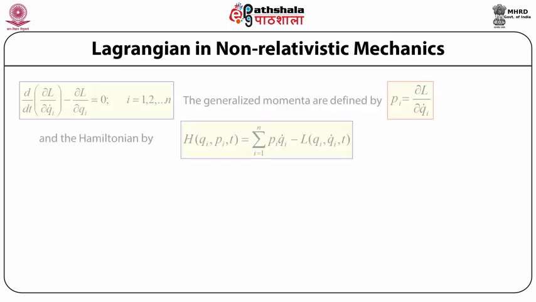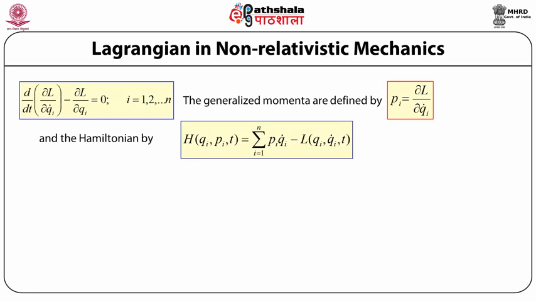That is, d by dt of del L by del q_i dot minus del L by del q_i is equal to 0, where i is equal to 1, 2, 3 up to n.